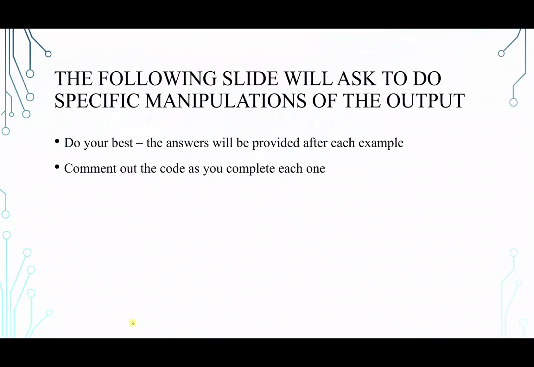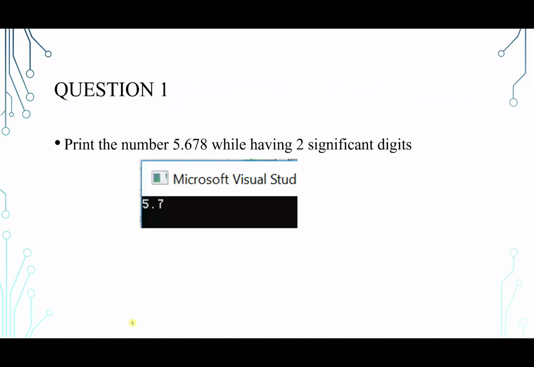Okay, so now you have seen many stream manipulators. Let's try the next. So the next few slides are going to ask you to do some things using those stream manipulators, and you should achieve that. So for question number 1, print the number 5.678 while having 2 significant digits. I mean having 2 significant digits in the whole number, not 2 digits after the decimal point, because that is different. So how would you do that?